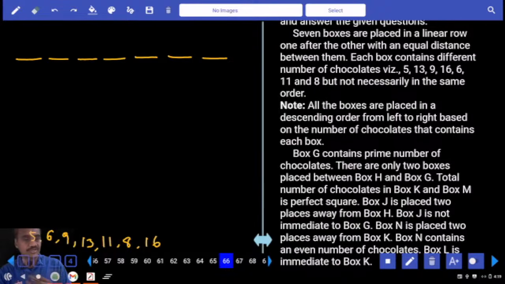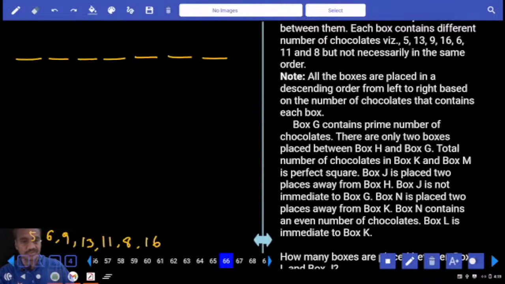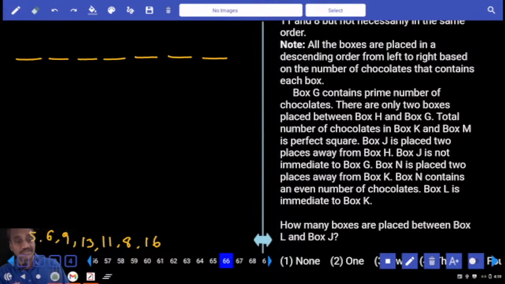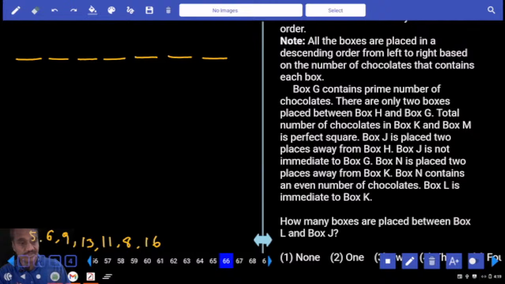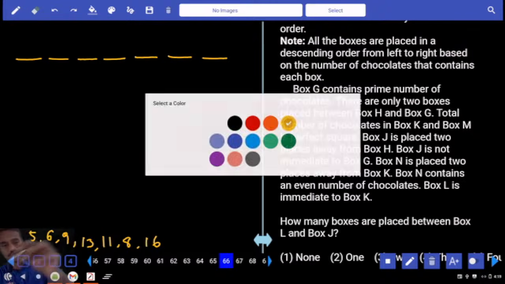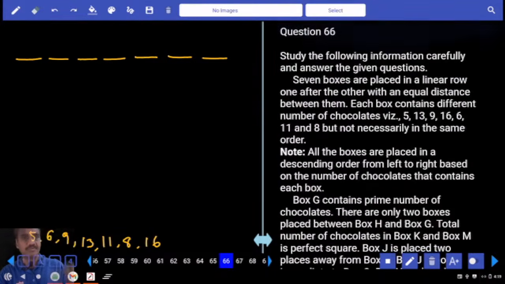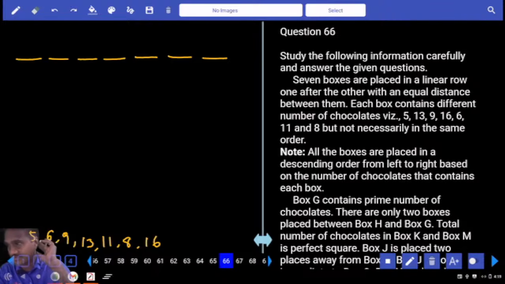And 7 boxes are there, in a linear row, and each box contains a different number of chocolates. And all the boxes are placed in descending order from left to right based on the number of chocolates. Now based on the number of chocolates, they were clearly given. Now first or the second priority? Why does it come under the second? What is the parameter given? Chocolates, that is a number. First or the second?